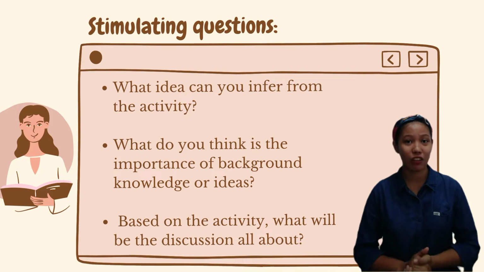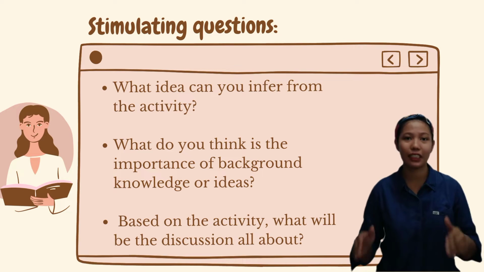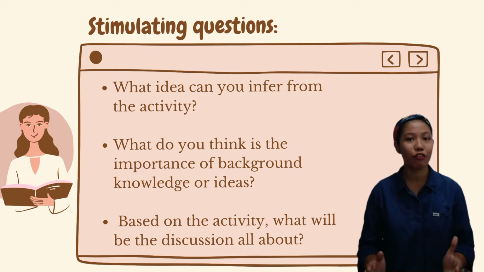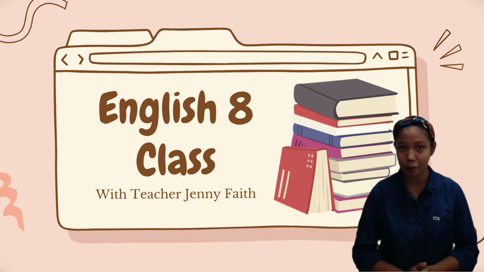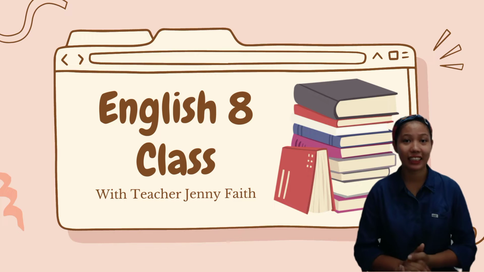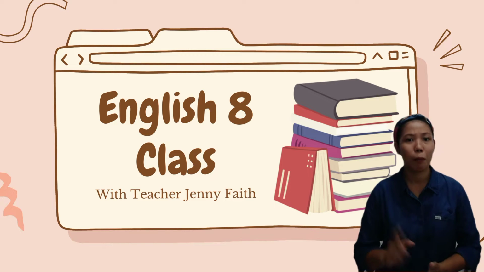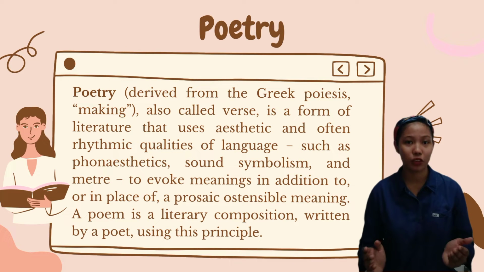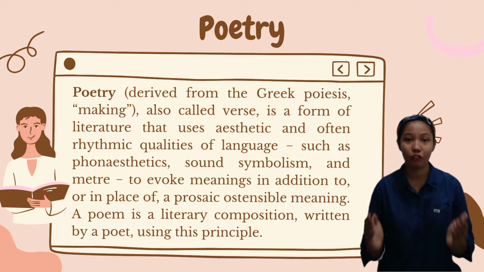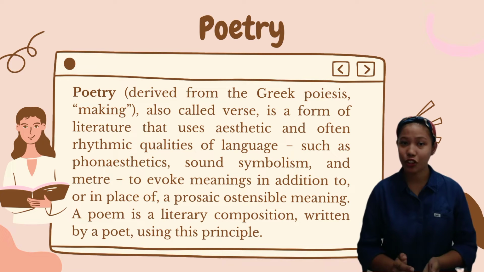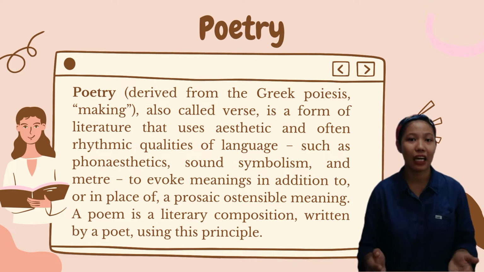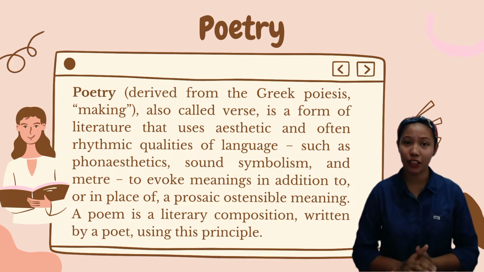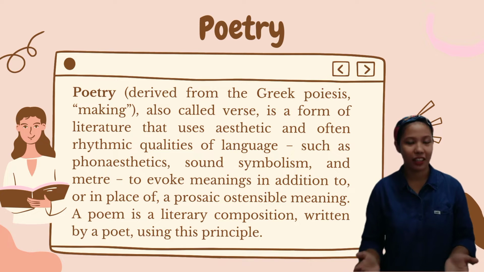Now that we are done with those introductory activities and stimulating questions, we will formally start our discussion. We're going to discuss elements of poetry. But first, what is poetry? Poetry, also called verse, is a form of literature that uses aesthetic and often rhythmic qualities of language. And also, a poem is a literary composition written by a poet.